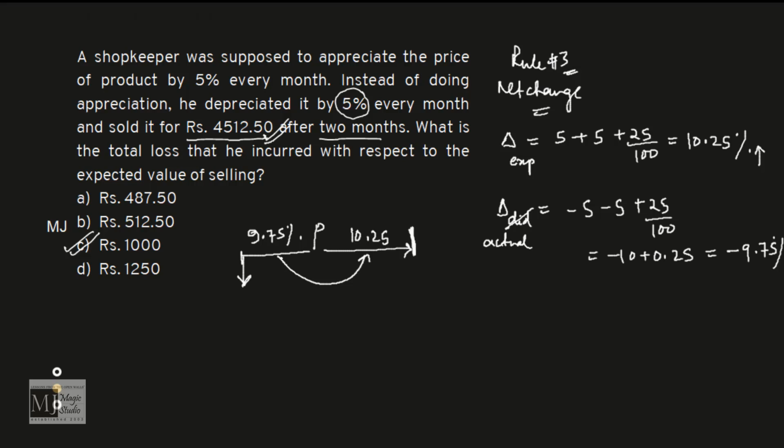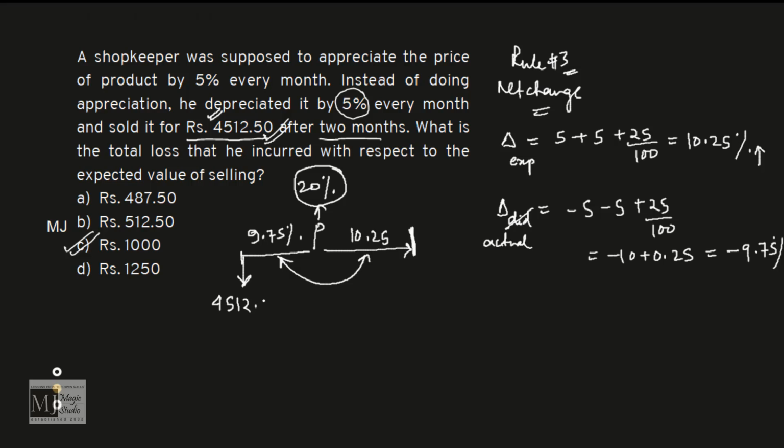That means what is the difference? Difference is 10.25 plus 9.75 of P. That is, difference is 20% of P. Loss is 20% of P. Fine. And what is 4512.50? That is recovery at this point.